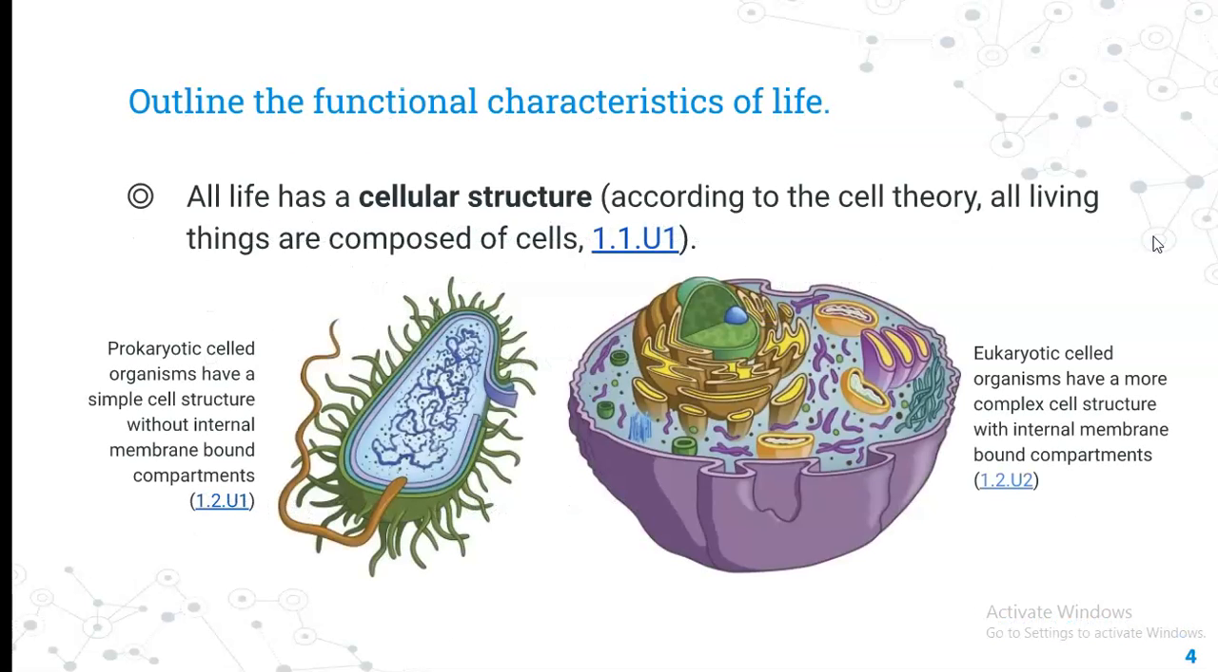So the first characteristic of life is that all life is composed of cells. All life has a cellular structure. This is according to the cell theory, that all living things are made up of at least one cell or more. Prokaryotic organisms, like this bacteria, are made up of one cell. They're unicellular, whereas eukaryotic cells that have a nucleus, they can be part of either a multicellular or unicellular creature.